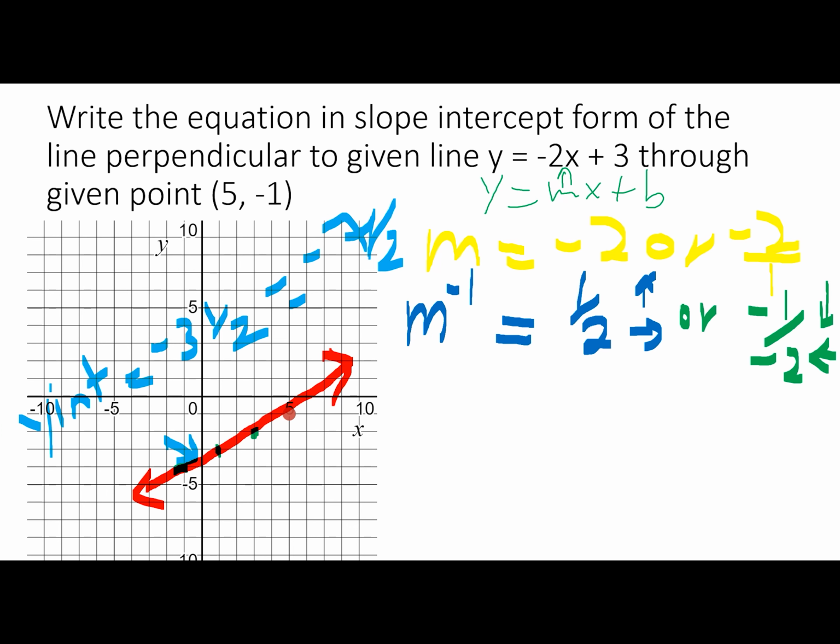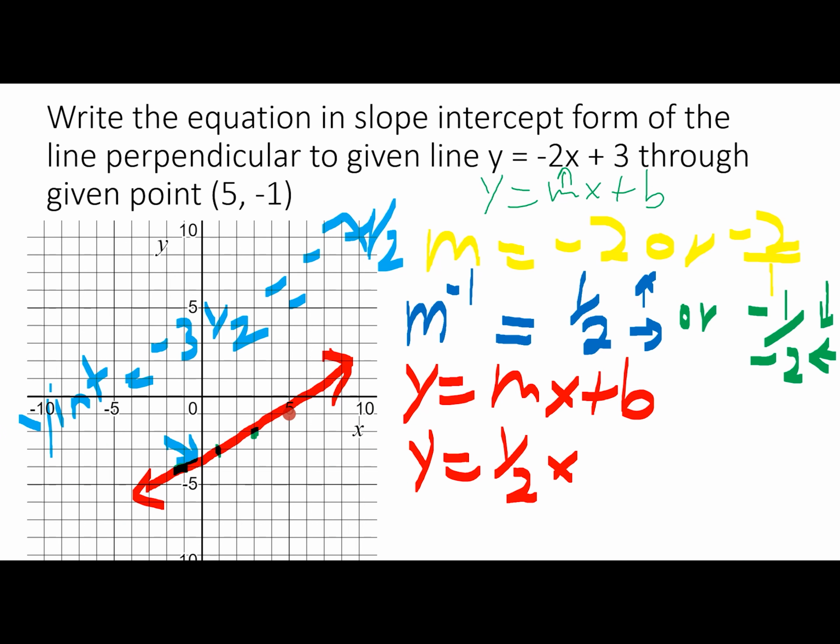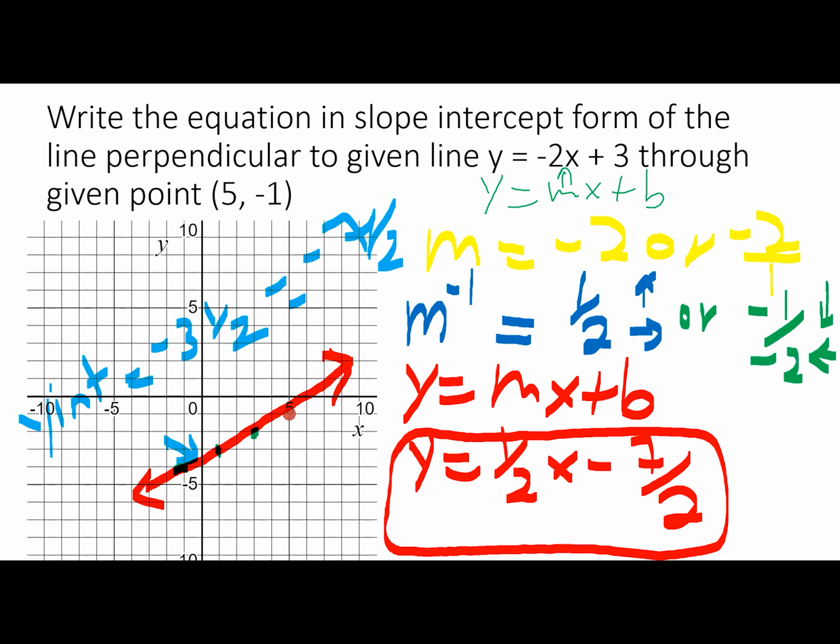So now I have my slope, I have my y-intercept, I can write my equation. We have y equals mx plus b. Now we plug in, our slope was 1/2 x, not plus, we have minus 7 over 2. And this equation is the same as the one we did in the previous slide. This is the line that is perpendicular to y equals negative 2x plus 3.